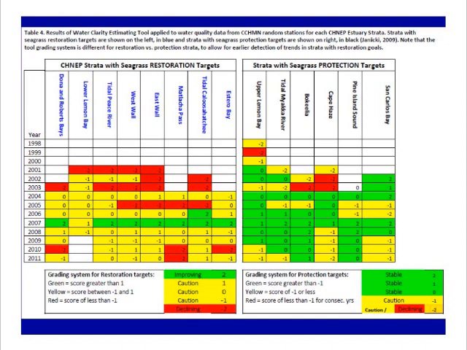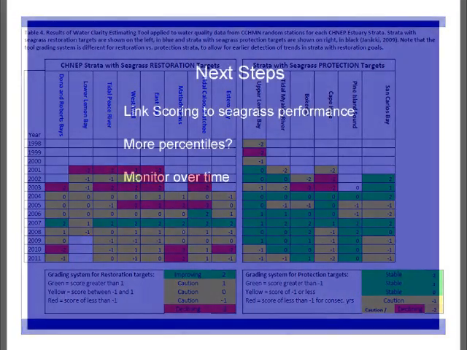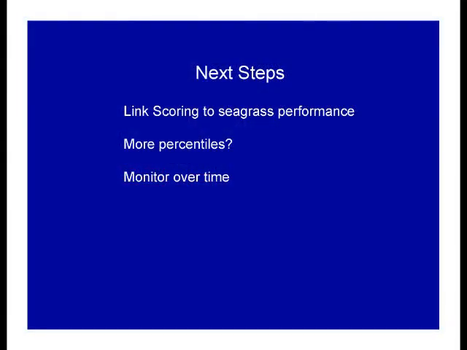That doesn't show up as much here, in part because of the different color codings, the protection targets. So our next step with this approach is to link this scoring to seagrass performance, actually look at the acres and change over time.